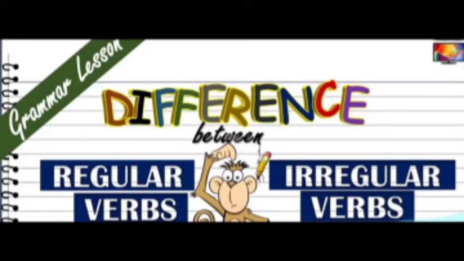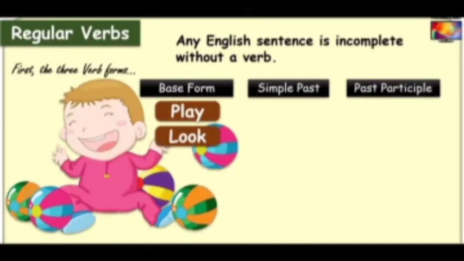In today's class, we will study two more kinds of verb, regular verbs and irregular verbs. In your previous module, you have learnt about action verbs, helping verbs, transitive verbs and intransitive verbs. So let's continue, alright? Any English sentence is incomplete without a verb. Clear? Every English sentence, whatever sentence we write, has a verb, either an action verb or a helping verb.